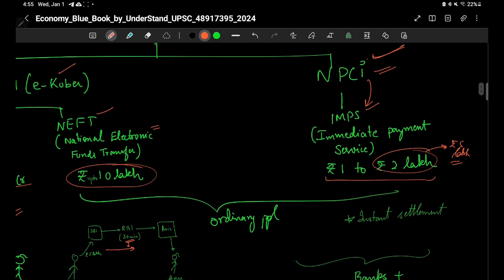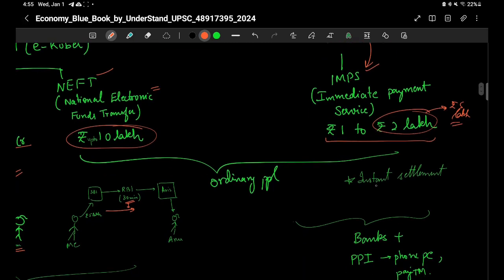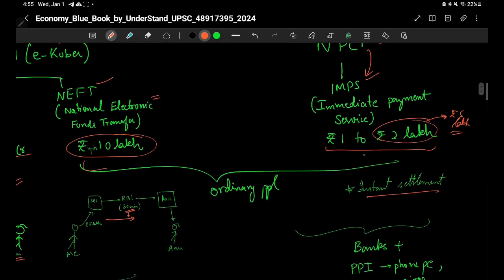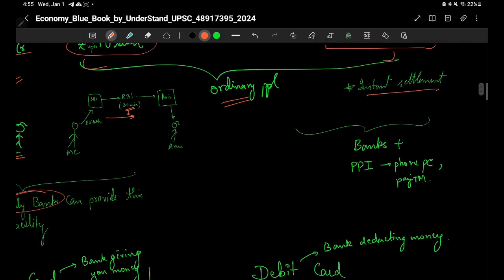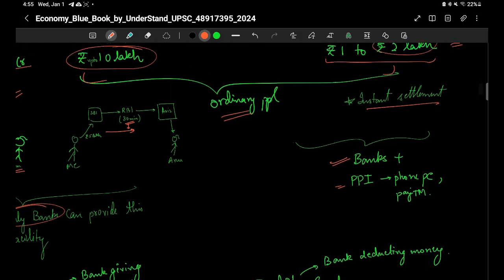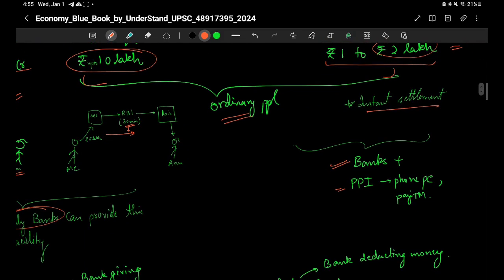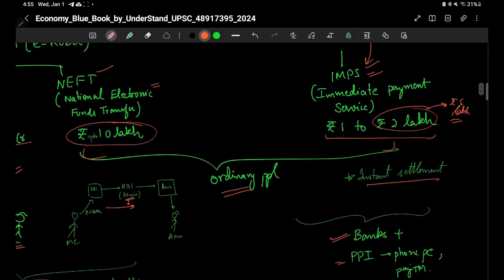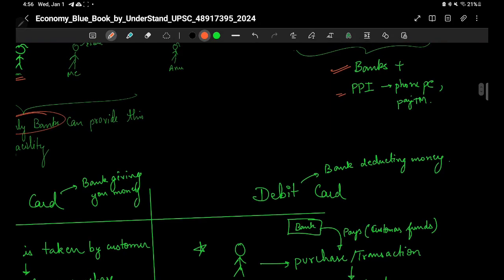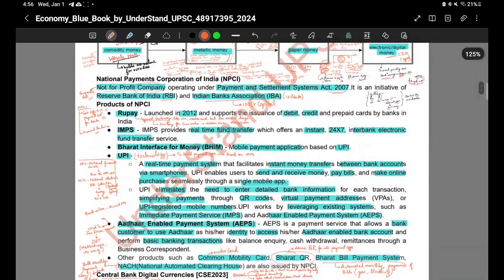NPCI uses the IMPS settlement system. This is also instant settlement. There is no 30 minute window or anything like that. NEFT and IMPS are used by ordinary people. Here, banks can provide this facility, or PPIs, meaning prepaid payment instruments, for example PhonePe, Paytm, Google Pay, all that. They can provide this IMPS system. Whatever UPI you use is based on this IMPS settlement system. Okay, now we'll go back.